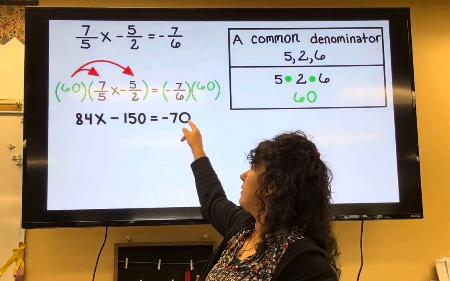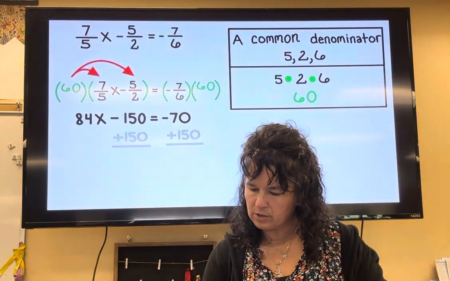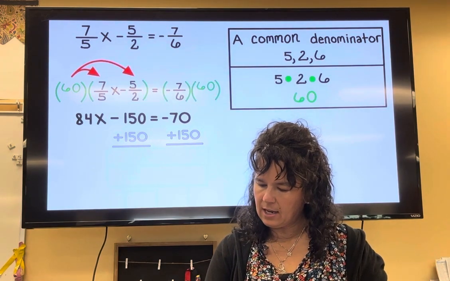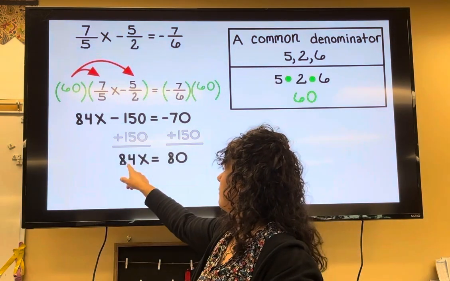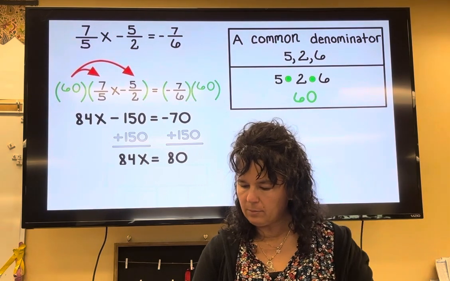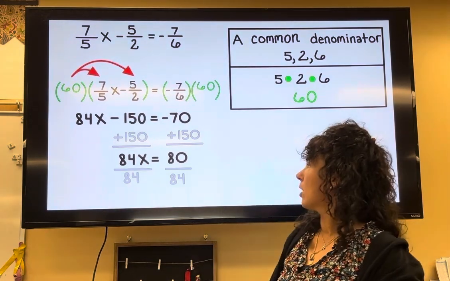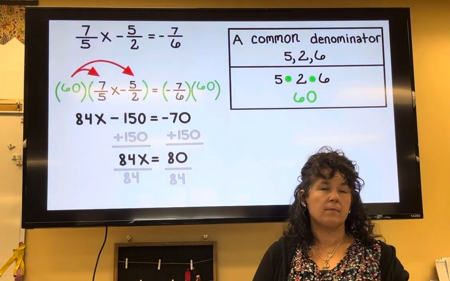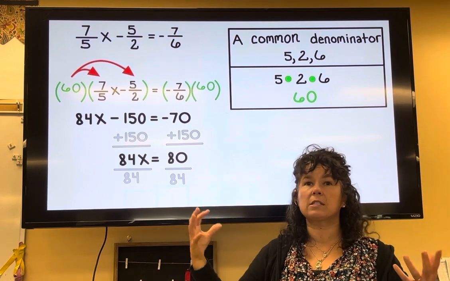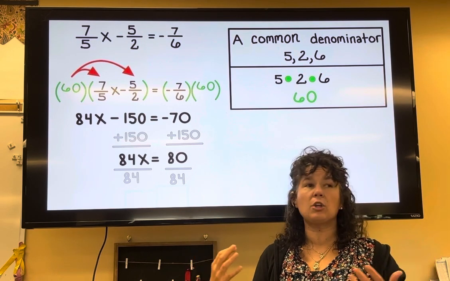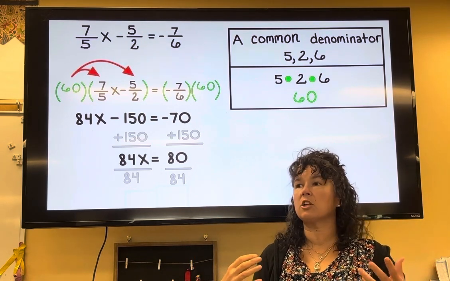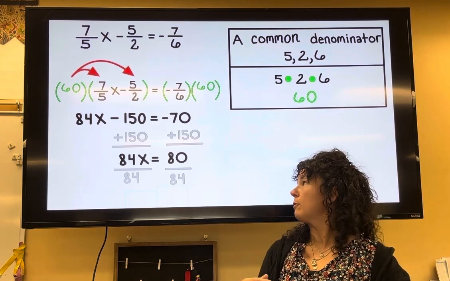I'm gonna add 150 to move the numbers to the other side. Then I end up with 84x equals 80. Divide both sides by 84. And this time, this is really the biggest contrast, in the end, what you have left to simplify is a little bit bigger than what we had before.